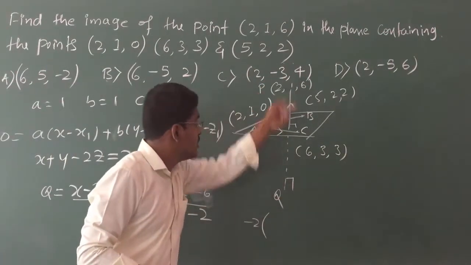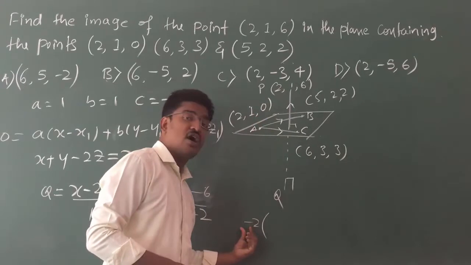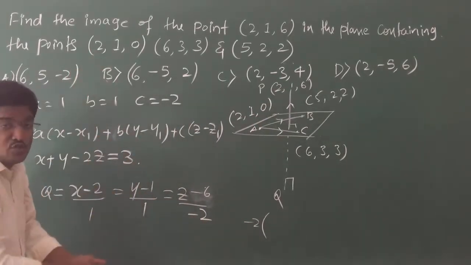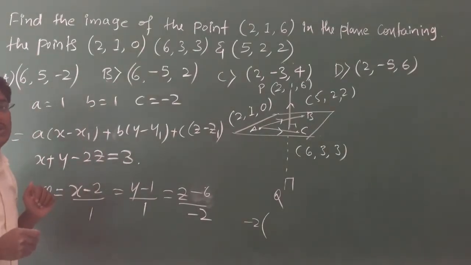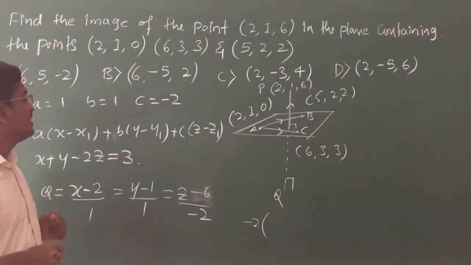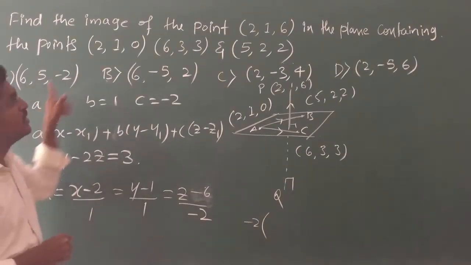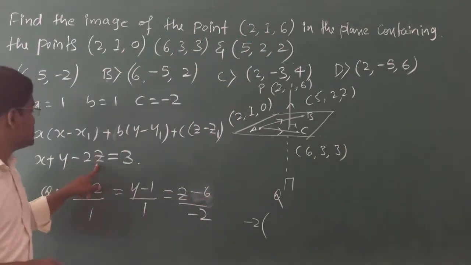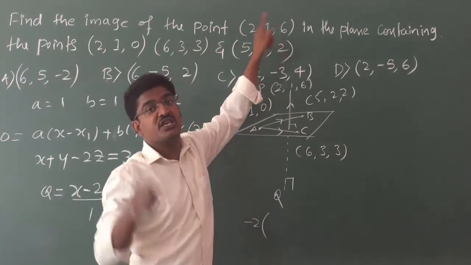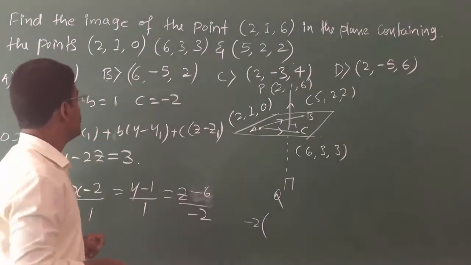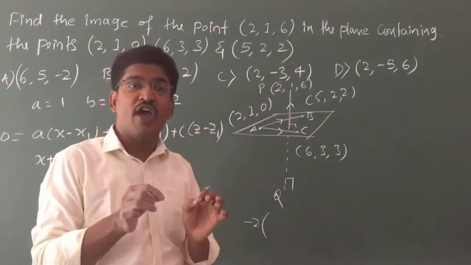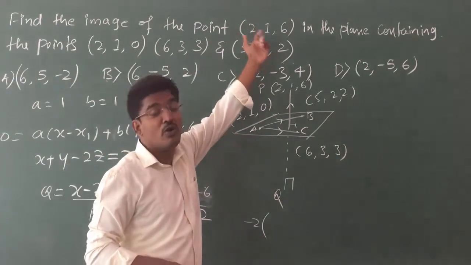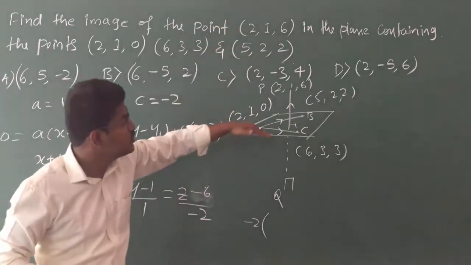Whenever you are solving for the image of this line, minus 2 is constant, and this is the equation x plus y minus 2z equal to 3 which is passing through the plane. So here you have to use your values. What is that? That is x is 2, y is 1 and z is 6, because you are finding the image of that particular point 2, 1, 6. That means you are finding the image of 2, 1, 6 with respect to this plane.